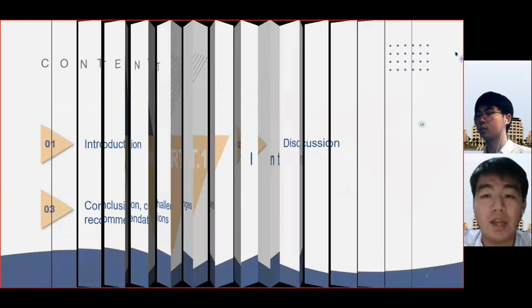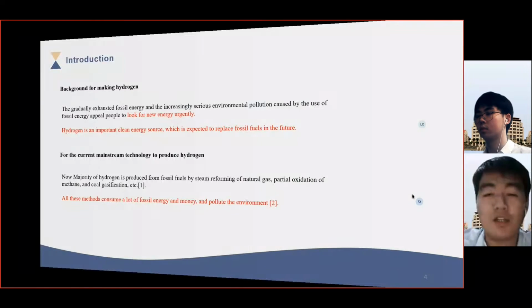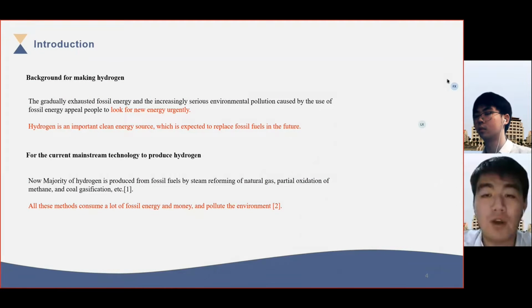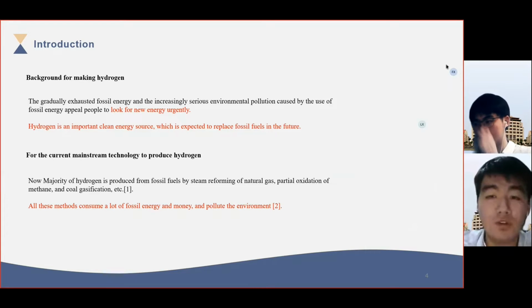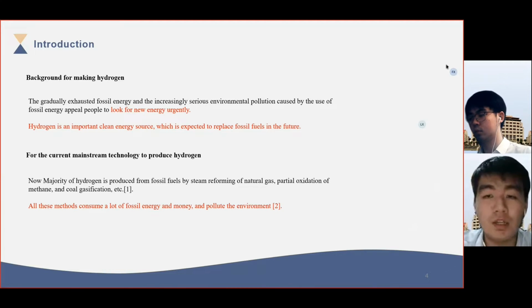For the introduction, the gradually exhausted fossil energy and increasing environmental pollution caused by fossil energy compel people to look for new energy urgently. Hydrogen is an important clean energy source, which is expected to replace fossil fuels in the future. Now the mainstream way to make hydrogen is coal gasification, which also consumes a lot of fossil energy and money. It is also not environmentally friendly.